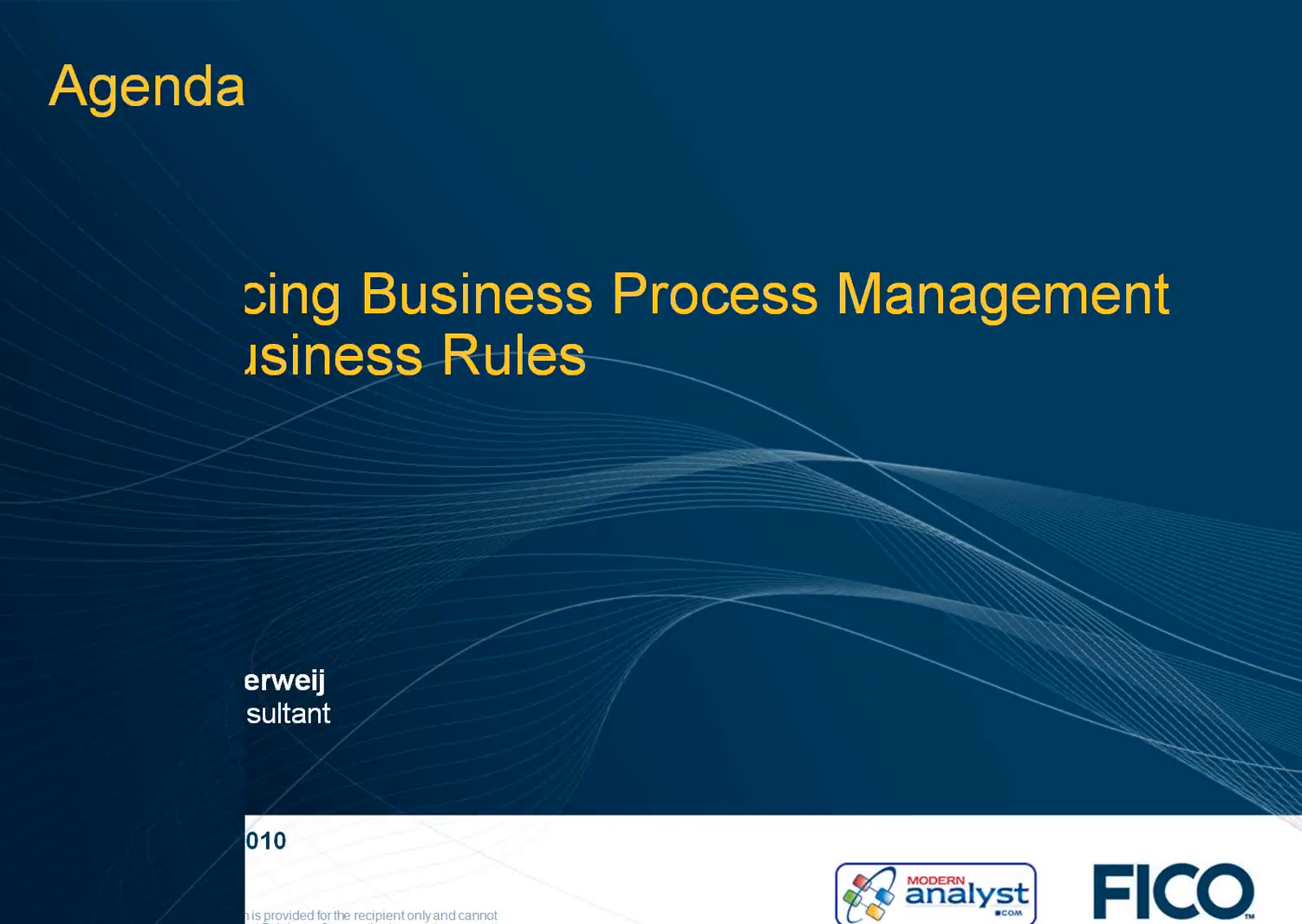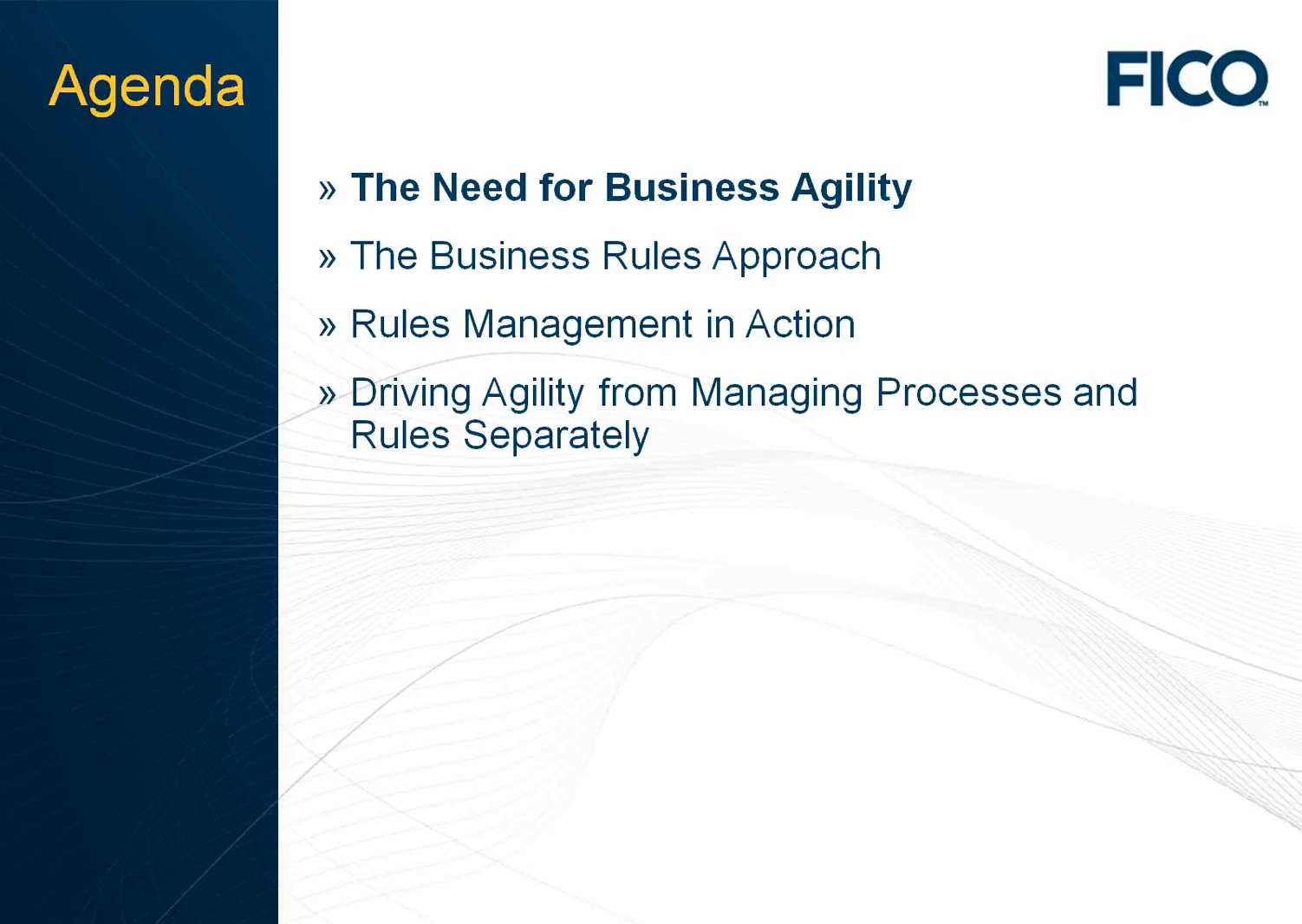The agenda for today. First, we will talk about the need for business agility. We will then follow the business rules approach and talk about a couple of examples where we have put business rules management systems into action. We will close today's session with some observations and lessons learned from the field about separating business process management from business rules management systems. And if time permits, we will have some time to answer your questions. But let's get started with the concept of agility.